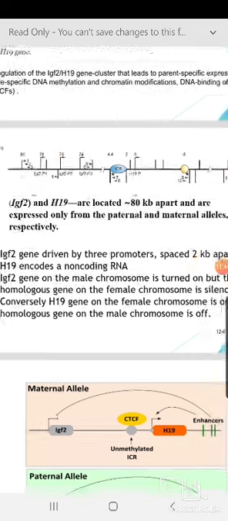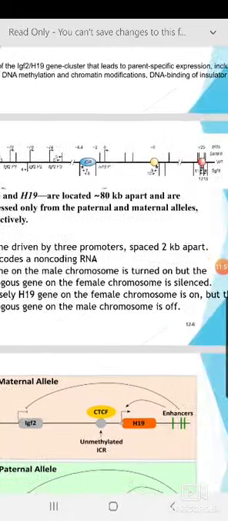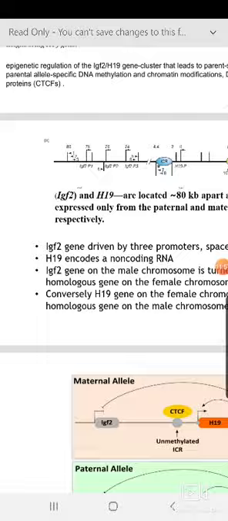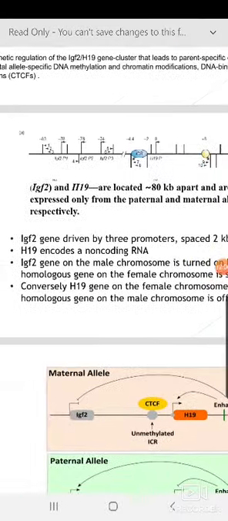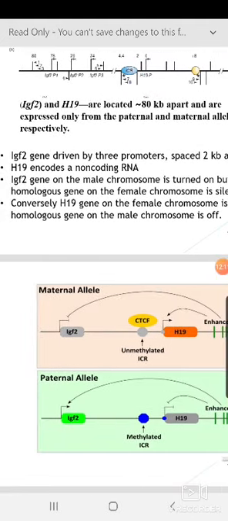The IGF2 gene on the male chromosome is turned on, but the homologous gene on the female chromosome is silenced. That's what we are discussing. Conversely, the H19 gene on the female chromosome is on, but the homologous gene on the male chromosome is off. This we know. Now, how to explain why it is on, why it is off? Come to the next slide. We'll try to explain. This is a very simplified model of IGF2 and H19. This is the maternal allele, which is of white, a cream color. The green color is the paternal allele. So we are seeing 2 chromosomes here, one from mother, one from father.